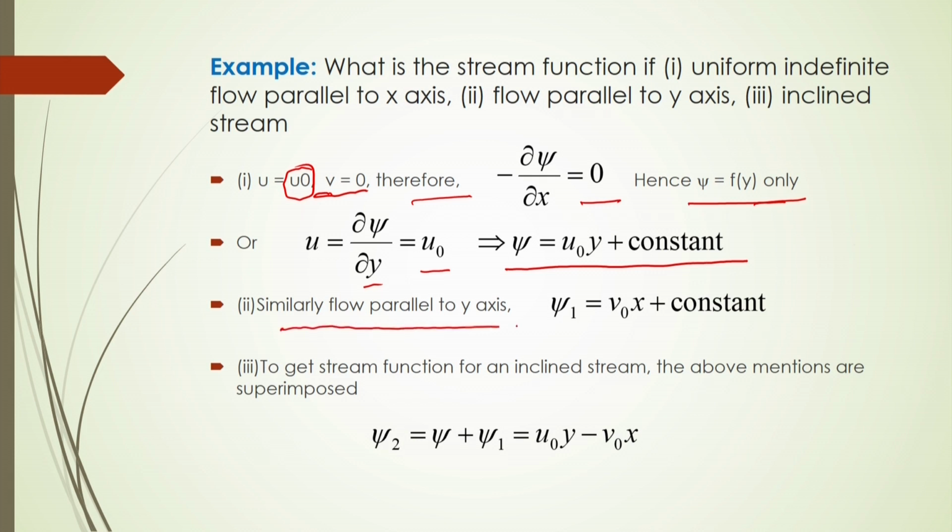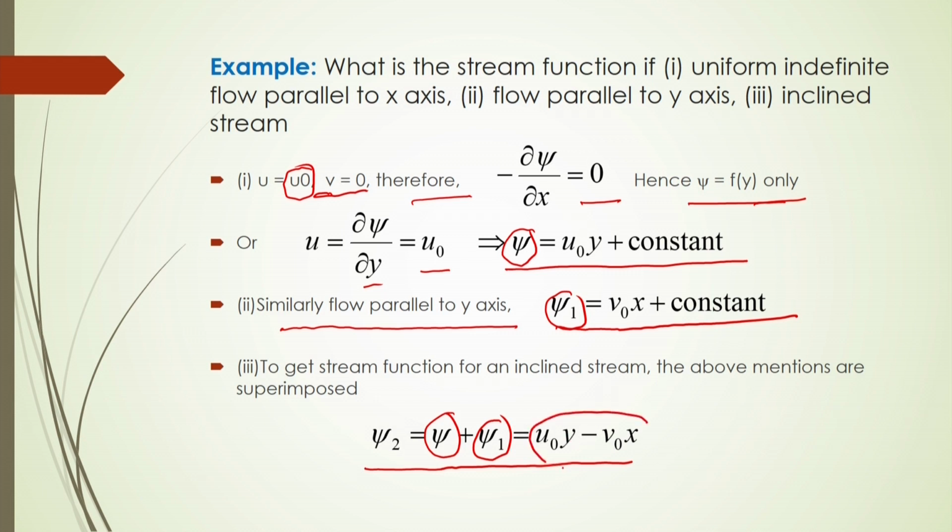Similarly, for flow parallel to y axis, ψ1 will be equal to v0 x plus constant. And to get the stream function for an inclined stream, the above mentioned are of course superimposed like this here. So, ψ2 will be equal to ψ plus ψ1, then stream function for an inclined stream will be equal to u0 y minus v0 x.